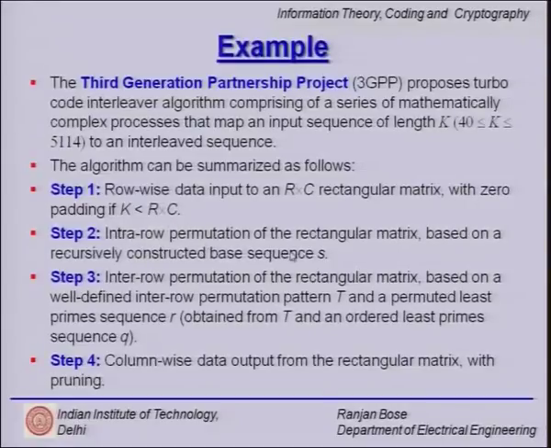Step 2: intra-row permutation of the rectangular matrix is carried out based on a recursively reconstructed base sequence S. Step 3: inter-row permutation of the rectangular matrix based on a well defined inter-row permutation pattern T, which you can specify. Finally, a column wise data output of the rectangular matrix. If you remember, the most basic form of an interleaver is to feed in the data row wise and read it out column wise. But here we put in the data row wise, then do row permutations of two types, and then read out the data column wise.